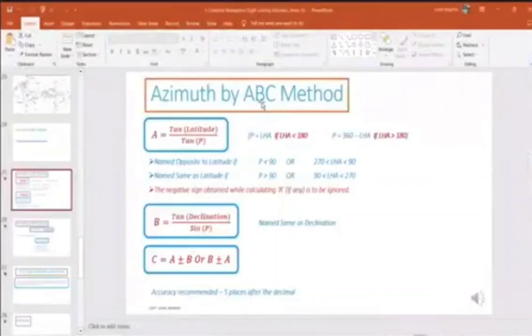Do the azimuth calculation first by ABC method. Let's go.